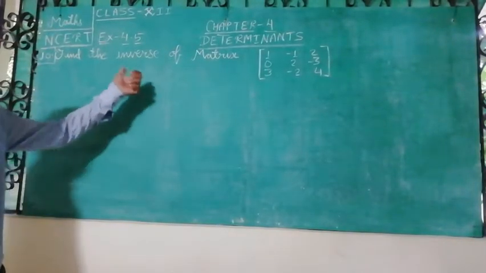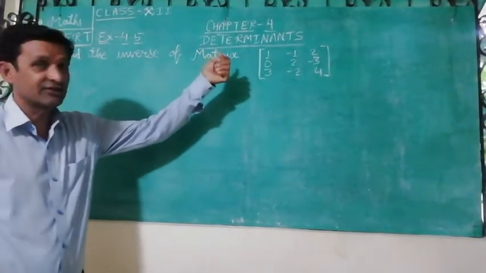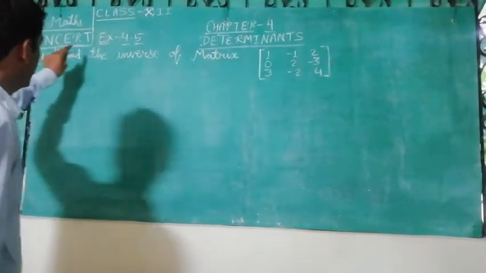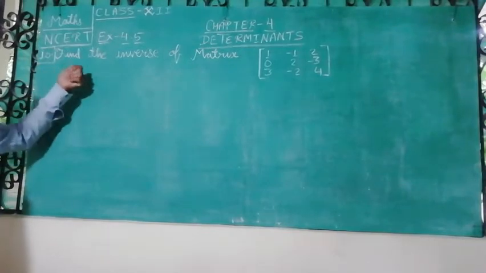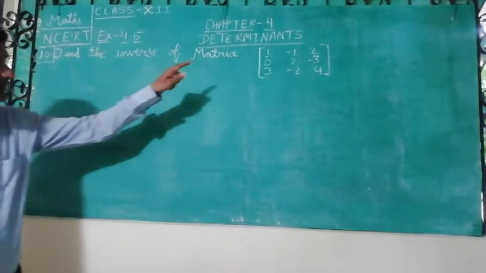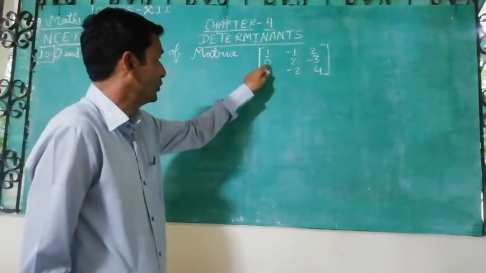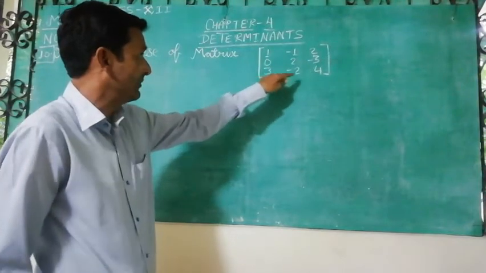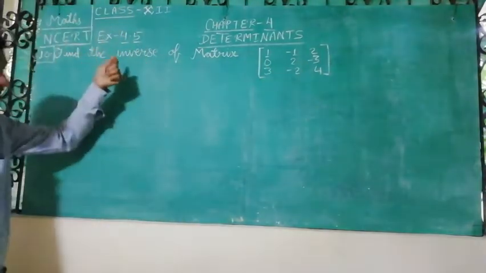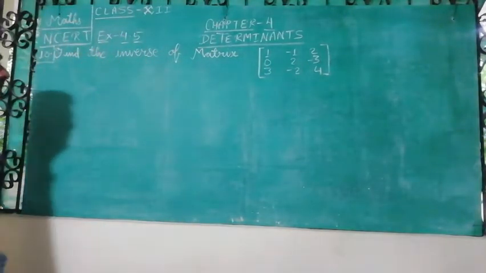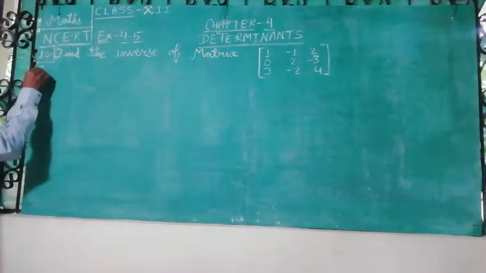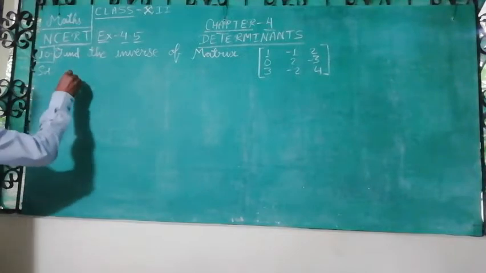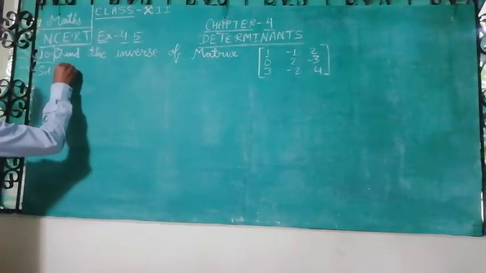See, we are discussing class 12th chapter 4, Determinants, and we have done question 9. Now it is question 10. Find the inverse of the matrix [1, -1, 2; 0, 2, -3; 3, -2, 4]. It is from NCERT exercise 4.5. Now, first of all, in the solution, let us find the determinant of A.